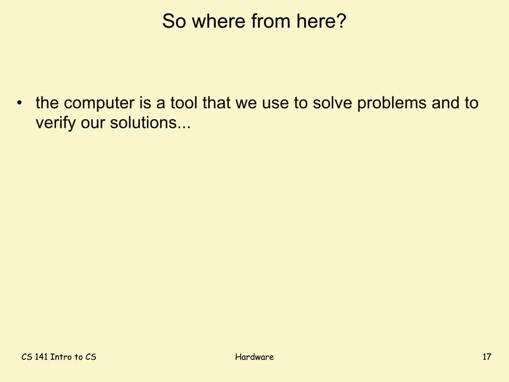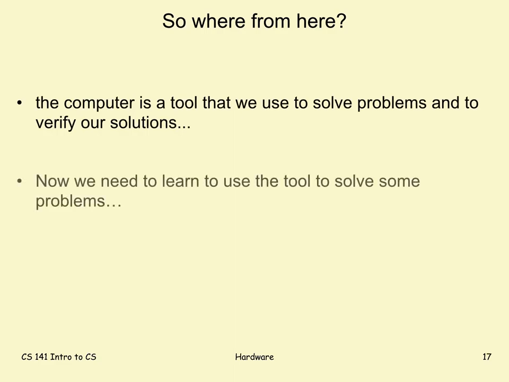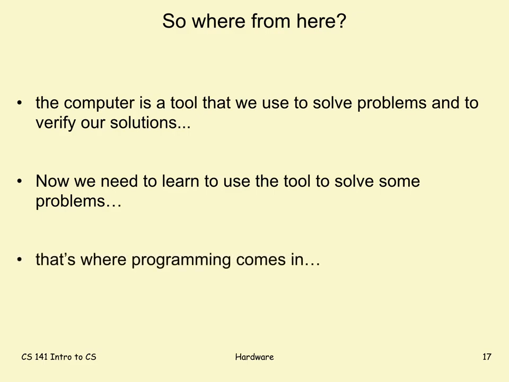So, where do we go from here? Well, the computer is the tool that we use to solve the problems. We need to learn to use the tool to solve the problem. So the computer is like our hammer, right? And our saw and our drill if we were a carpenter. It's a tool that we use, but in order to become a good carpenter, we have to learn how to use the tool, and how do you learn to use the tool correctly? For us, the skill that you need to learn to use the tool is programming. And that's where we're going next.